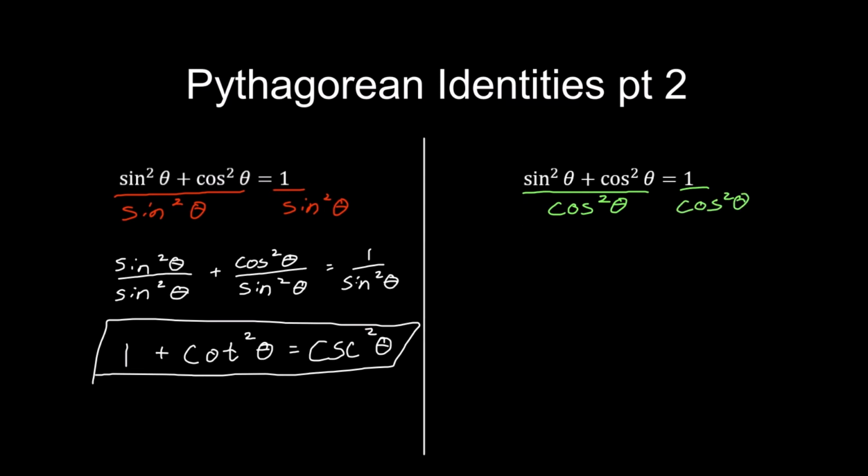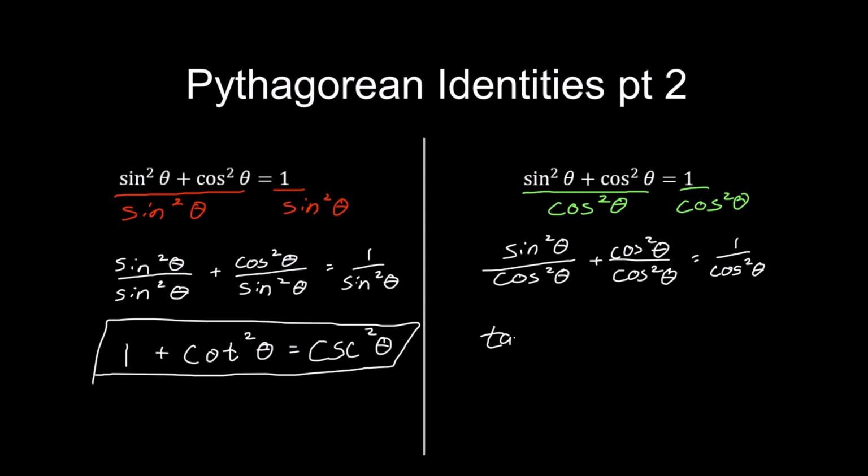And now we can split up this fraction again. Sine squared theta over cosine squared theta plus cosine squared theta over cosine squared theta equals 1 over cosine squared theta. Again, we're going to use those identities. Sine squared theta over cosine squared theta, there's a quotient identity. These two together create tangent squared theta. Plus cosine squared theta over cosine squared theta gives me just the number 1.